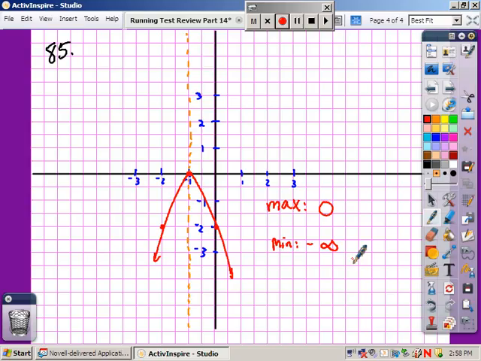That's up to page 14. That's the end of your running test as of now.